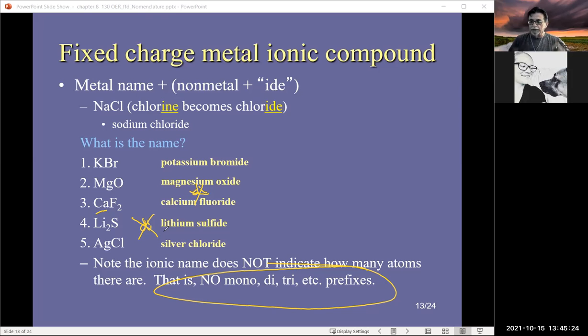So ionic compounds, important. Ionic compounds, metal, non-metal combinations, no prefixes. Unlike covalent, where we use prefixes, okay? Like carbon dioxide, carbon monoxide, et cetera, et cetera.